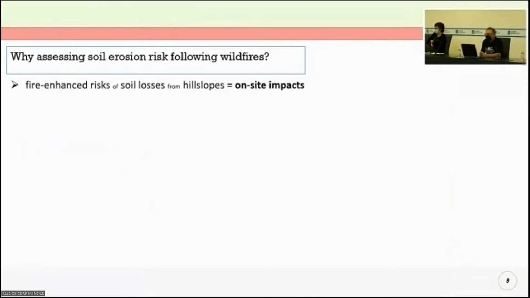So in resume, what can happen after a fire in terms of soil erosion risk. We have the risk of losing soils from the hill slopes, soils which are important. These are called the on-site effects. So what happens at the slopes.